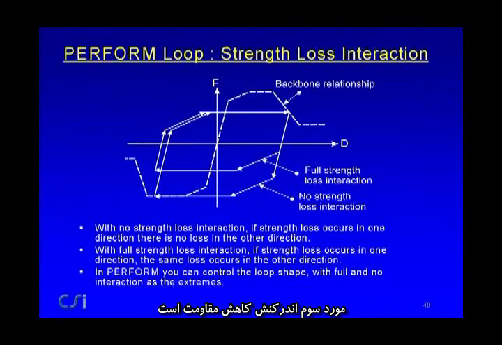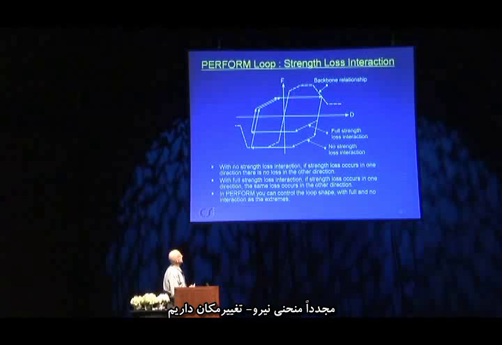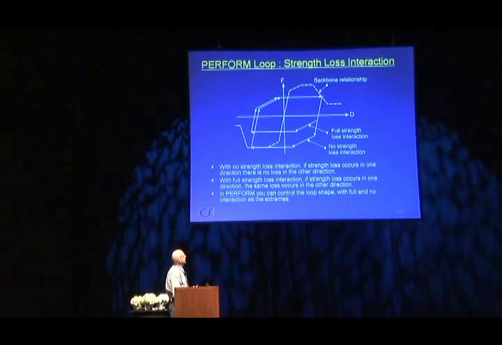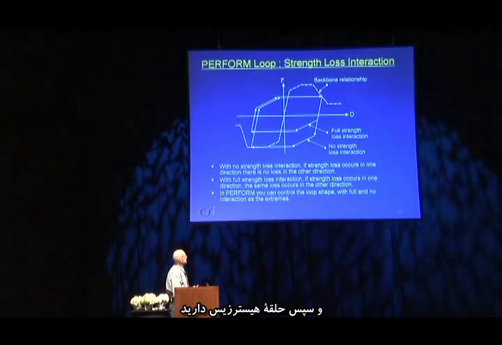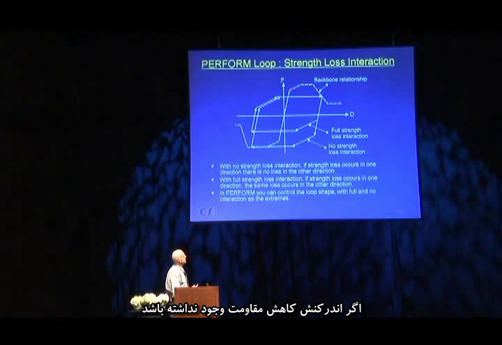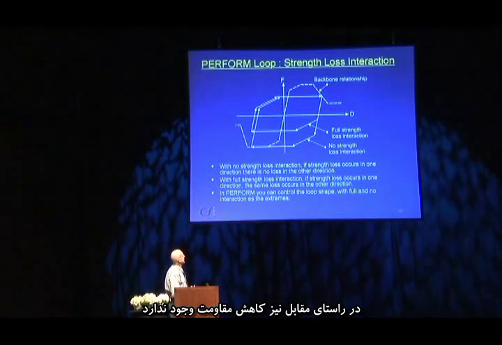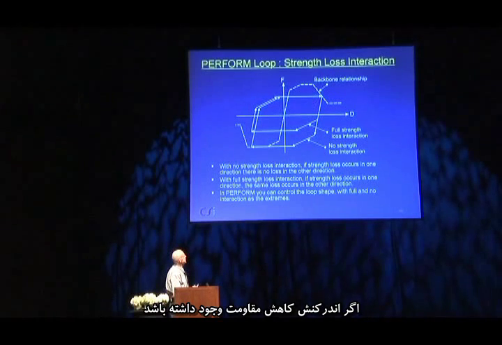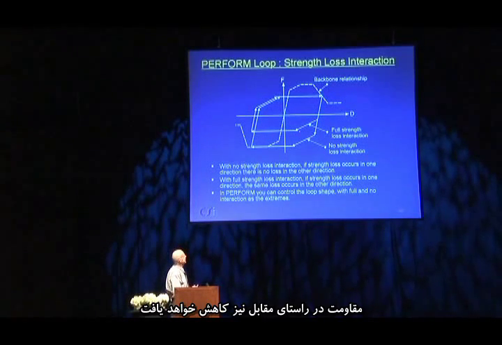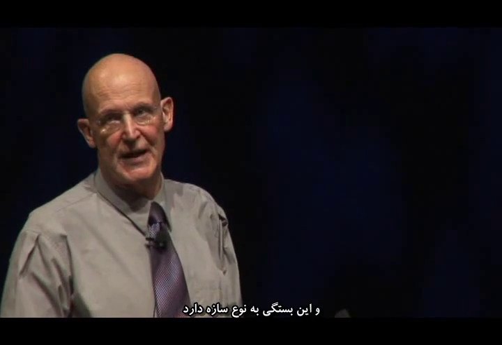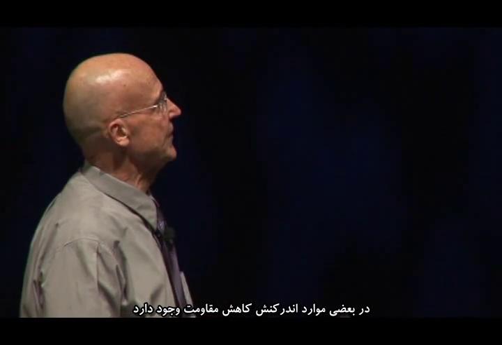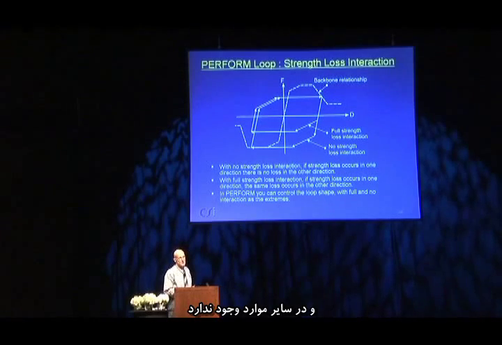The third one is called strength loss interaction. Again, this is the backbone curve. If you deform it out to here and then have a hysteresis loop, if there's no strength loss interaction, the strength in the opposite direction will not be reduced. If there is strength loss interaction, the strength in the opposite direction will be reduced. It depends on what type of structure it is. In some cases there is strength loss interaction, in other cases there's not.